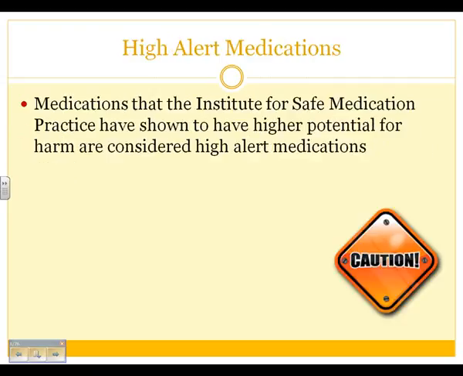High alert medications. If you see a drug and in your drug book it'll say high alert, that means that the Institute for Safe Medication Practice has shown that it has a higher potential to harm you and it's considered high alert. Why do you think we put warnings on medication? So that you don't harm yourself, right? These medications are ones that if you made a mistake could potentially kill the patient. Okay? Not that all of them couldn't, but these are ones that they've said, hey, this is really a big deal. You need to be very careful with these drugs.